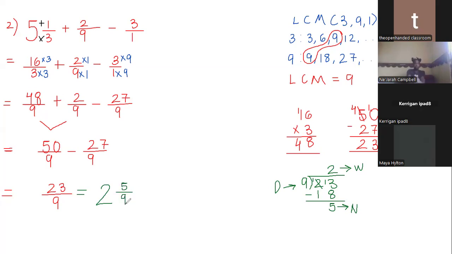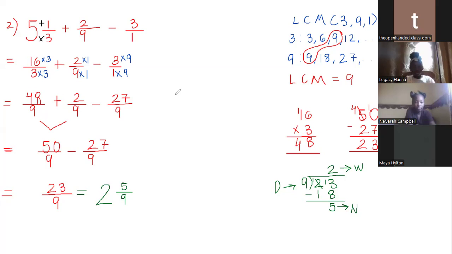All right, how many persons got this? 2 and 5 over 9. Let me look in the chat. Najara did, 2 and 5 over 9. Okay. That's correct.